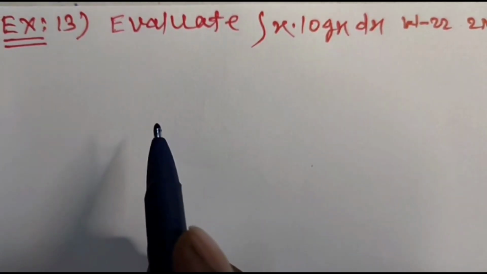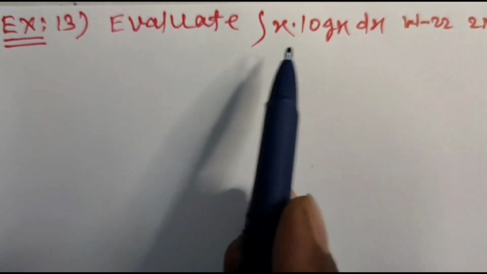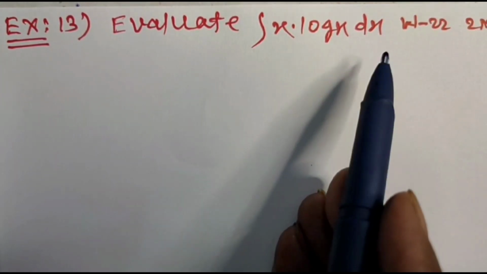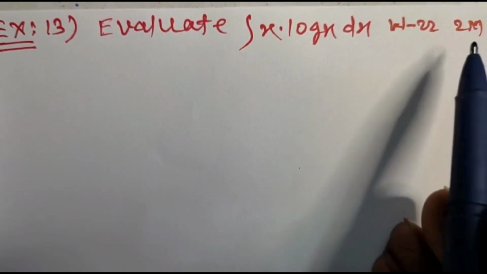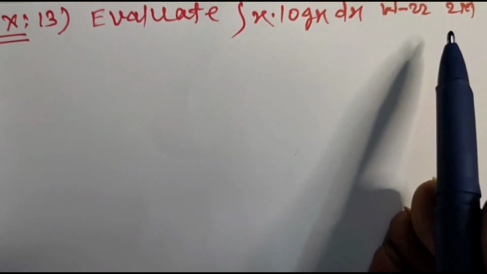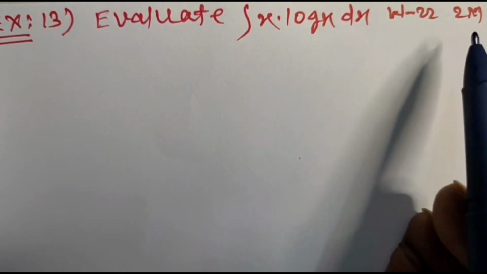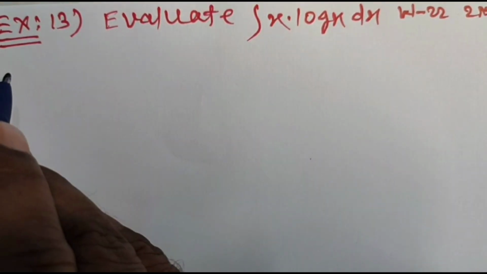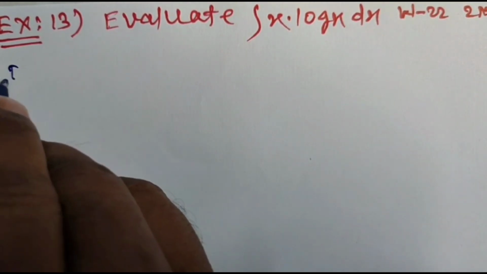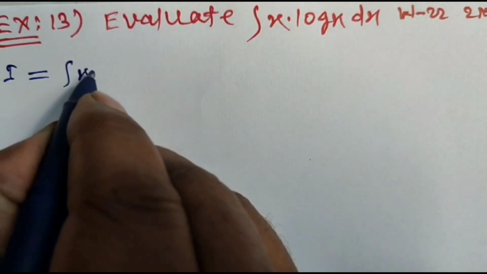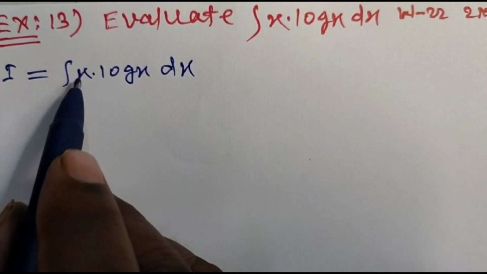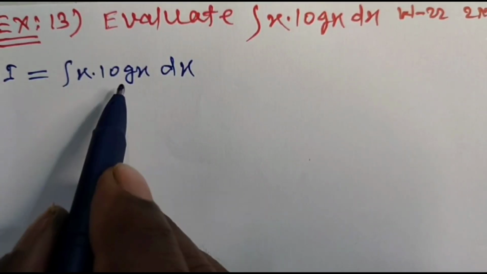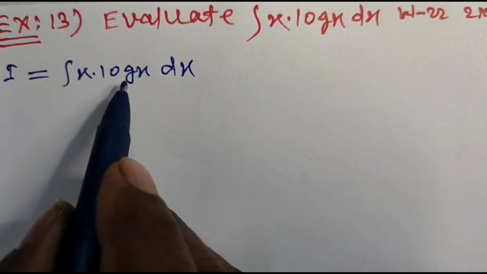Let us solve the next sum. Evaluate integral of x into log x, integral with respect to x. This sum appeared in winter 2022 for 2 marks. To solve this sum, we have to apply the by parts method. So first of all, given integral I is equal to integral of x into log x, integral with respect to x. X is an algebraic function and log x is a logarithmic function.